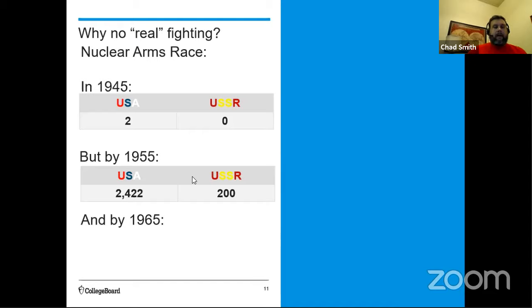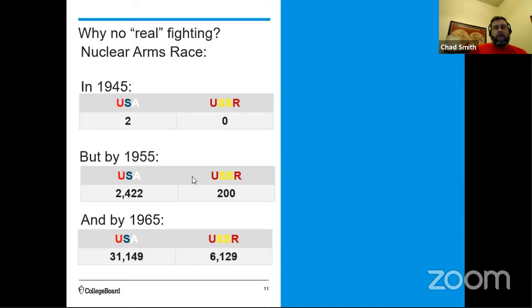And imagine how, over the course of the next 30 years, or 40 years really, these two states are going to be competing with one another to see who can build more nuclear weapons and who can build better nuclear weapons. Just 10 years later, the United States had built more than 31,000 nuclear weapons, and the Soviet Union had more than 6,000 nuclear weapons.